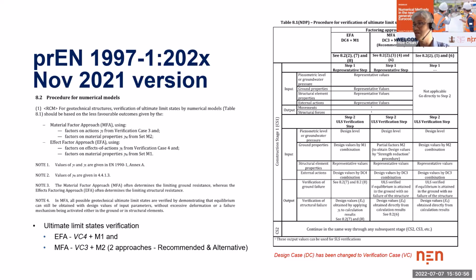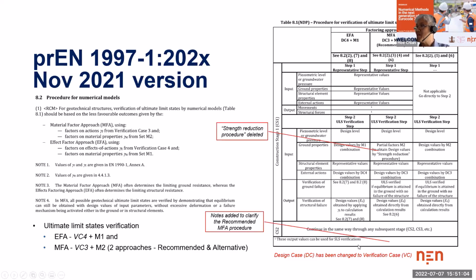So in this table, this design case is now replaced by verification case. And there are proposals to change a couple of things in this table. For example, this partial factor applied on material. There's a statement saying that you can use strength reduction procedures. We intend to delete this because not all the design tools allow these sorts of procedures to be implemented, or the algorithm doesn't allow you to do this, and you have to apply the partial factor yourselves before you run through the analysis. And also there are a couple of notes added just to try to explain this more complex, recommended method.